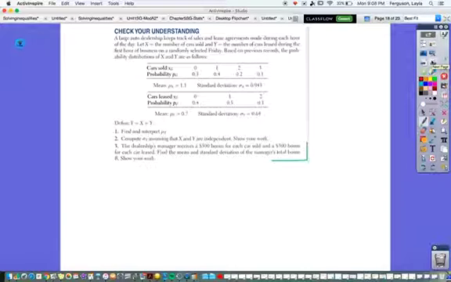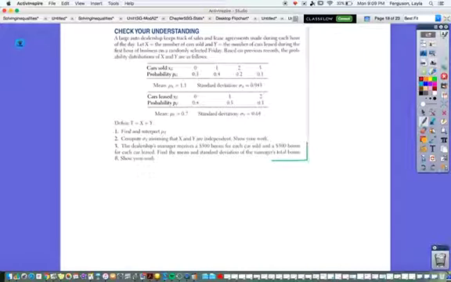All right, check your understanding. So a large dealership keeps track of sales and lease agreements made during each hour of the day. Let X equal the number of cars sold and Y equal the number of cars leased during the first hour of business on a randomly selected Friday. Based on the previous records, the probability distributions of X and Y are as followed. So X is the cars sold, and the probabilities are below that. And Y is the cars leased, and the probabilities are below that.